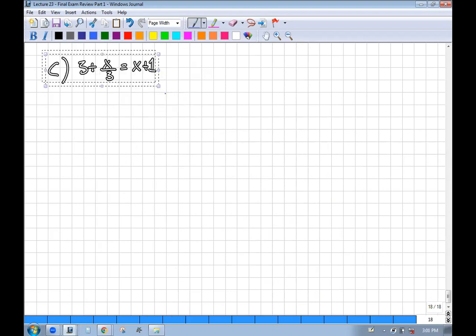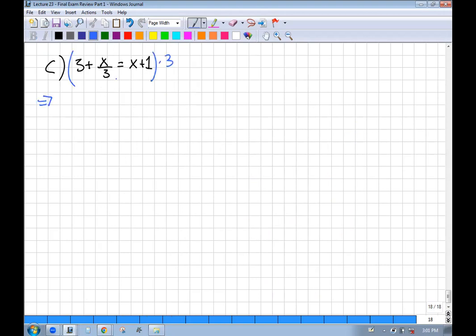Okay, this dude here, fractions suck, right? I might just, let's multiply everything by 3. And again, this is shortcut notation. I'll know what you're talking about, so it's okay. 3 times 3 is 9. 3 times x over 3 gives us just the x, which was the goal there. And then I get a 3x and a 1.